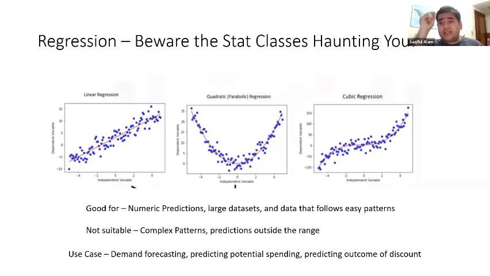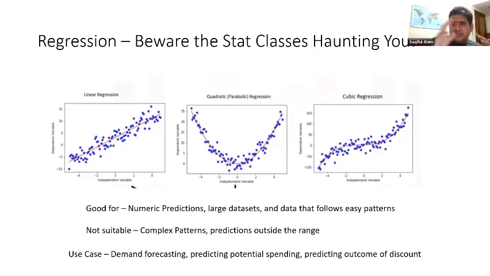Also, regression is good if you are in a situation where not only the prediction is important for you, but also understanding which factor has the most impact on your target variable. Then regression becomes more important. Now, not suitable for complex patterns. The other thing not suitable is if you're trying to make a prediction which is outside the range. What do I mean? Let me give you an example.